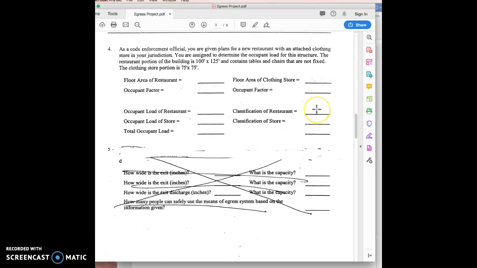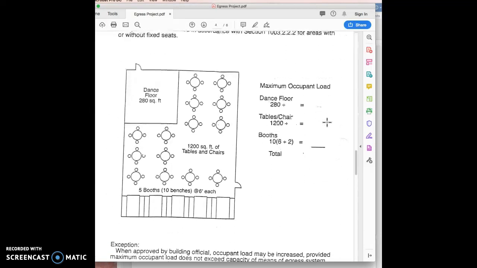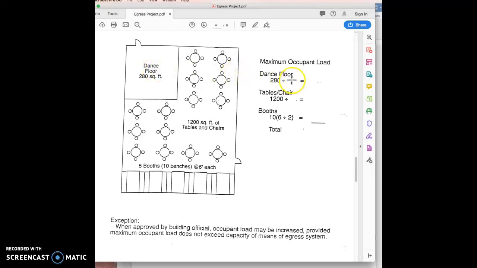Classification of the restaurant, that's from the previous chapter on occupancy types. So that should be A2. Classification of the store is M. Okay, this one, the dance floor, we're going to use the number 5 here. So you would put 5 and divide 280 by 5. Tables and chairs, we're going to use the number 15 because it's dining, and we divide 1200 by 15. Then this one, they kind of did the whole thing for you. All you had to do is the math.